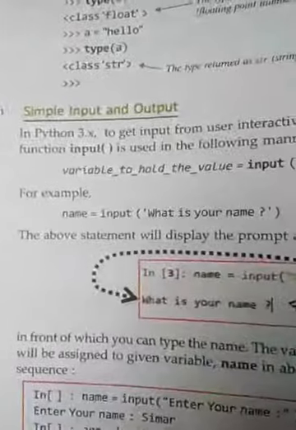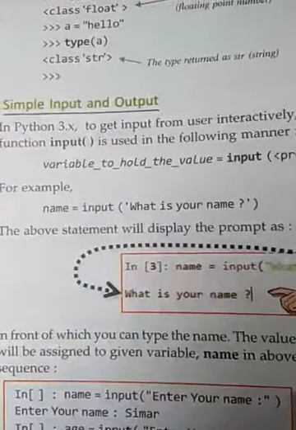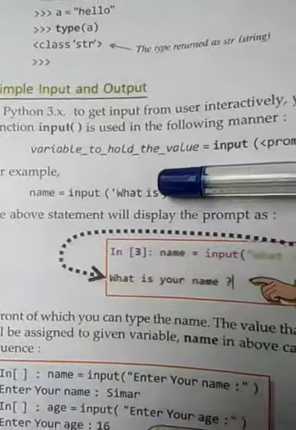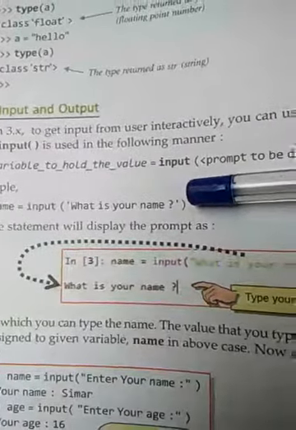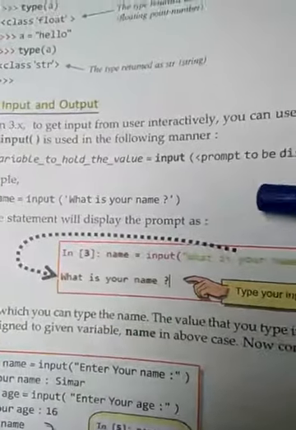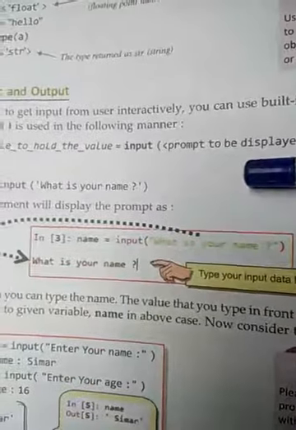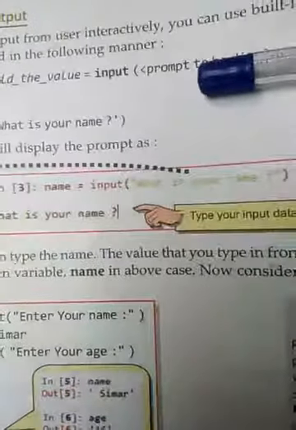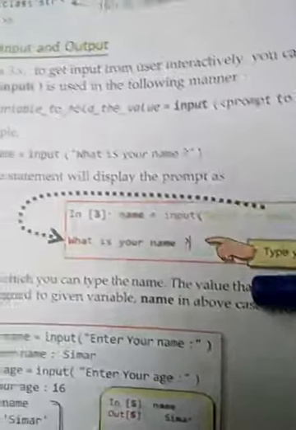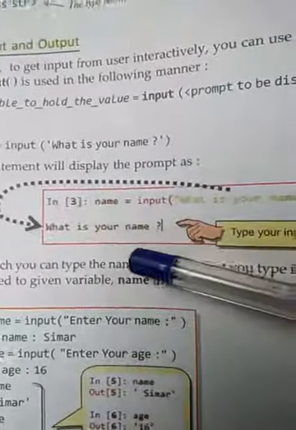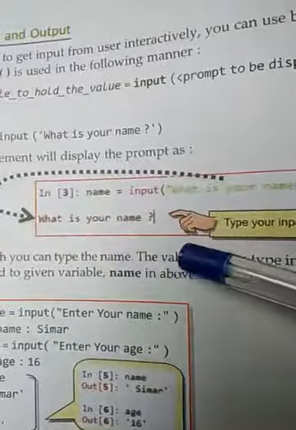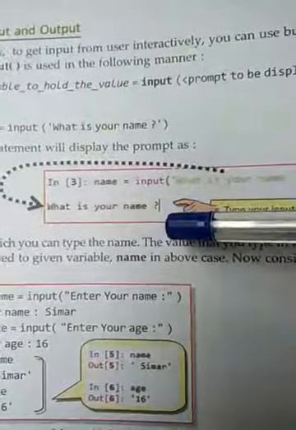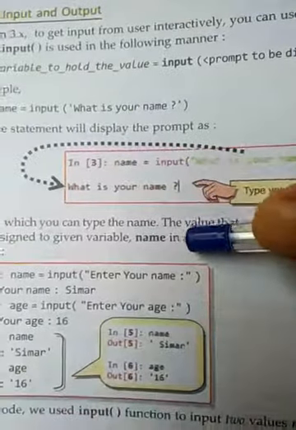Now we are moving to the next topic, how we can read a value from the user into a variable. The syntax is the name of the variable equal to input. Input is a function that will read a value, and here you can give the message. Just see the example, name = input("what is your name"). When this statement is executed, the message given in the parenthesis will come on the screen, and the value you give will be stored in name.